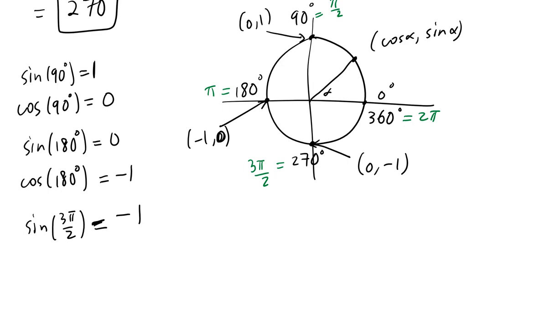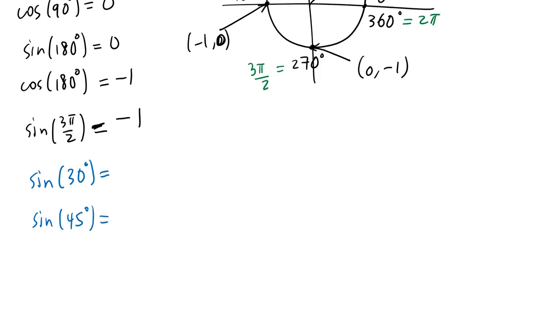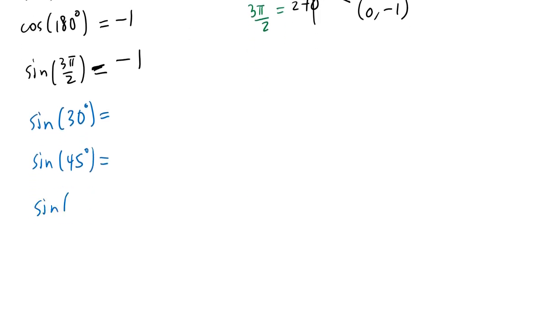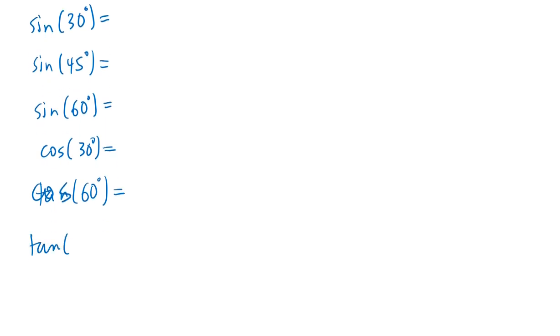How about other ones? Let's say sine 30 degrees, or sine 45. How are we going to find these? Sine 60, cosine 30, tangent 60, or let's say cosine 60, then tangent 60. You need to know how to do all this by hand. So this reminds us of the 30, 60, 90 triangle, the special right triangles.